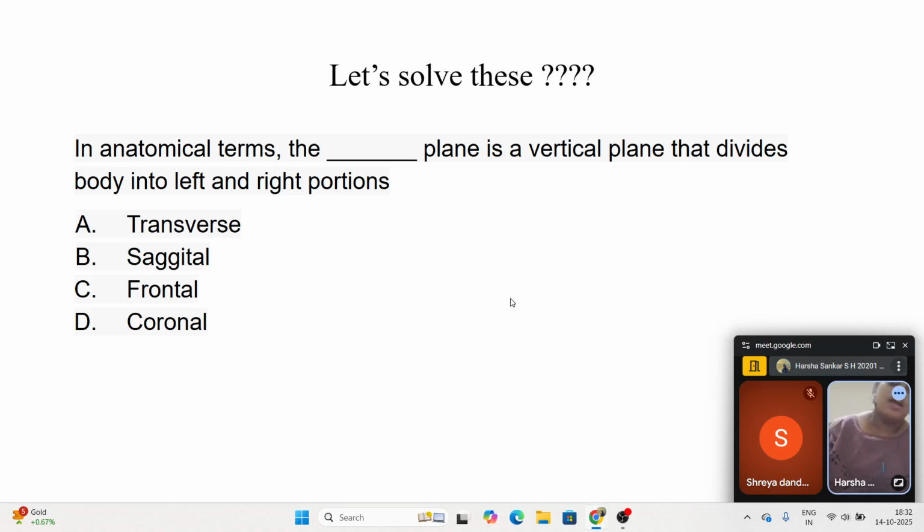Okay. So the question is, in anatomical terms, the dash plane is a vertical plane that divides the body into left and right portions. Option A, transverse. Option B, sagittal. Option C, frontal. Option D, coronal.